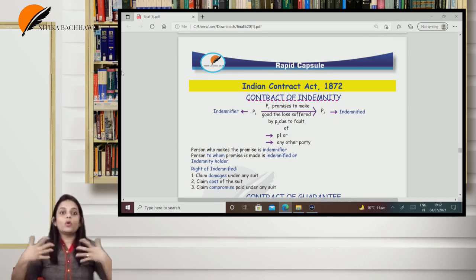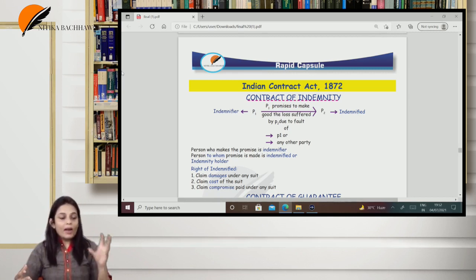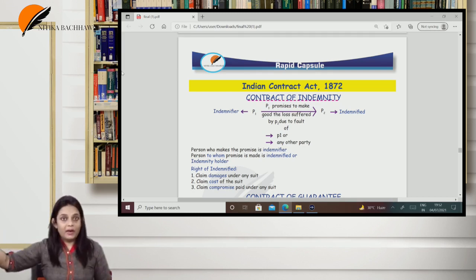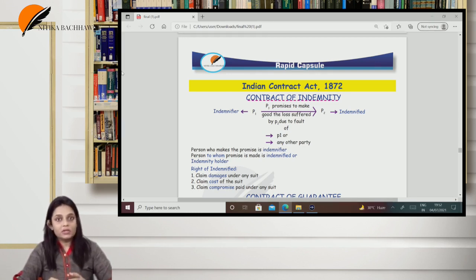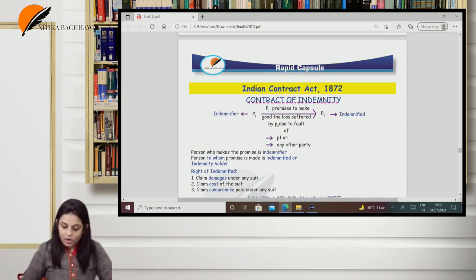I repeat again, what is a contract of indemnity? One party gives an assurance to another party that if you suffer any loss, now which loss am I talking about? Loss due to me or any other third party. If due to me or any other third party you suffer any loss, I will compensate you for that loss. This is a contract of indemnity, right?